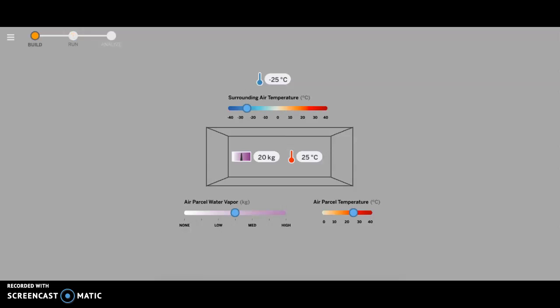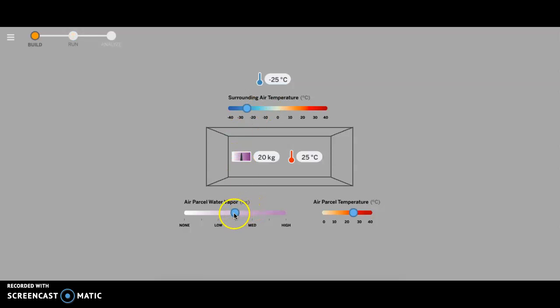So this sim starts in build mode. You probably noticed the term air parcel. In class, we're going to refer to this as air mass. So this rectangle in the middle of the screen, this is the air mass. The two variables for this air mass are water vapor and temperature. The surrounding air temperature is the temperature of the air around the air mass, but not of the actual air mass.